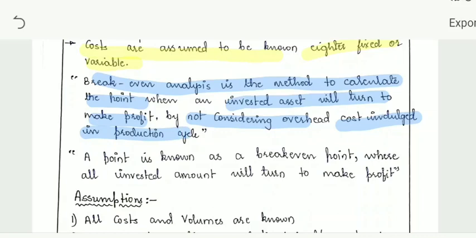That point I'm talking about is usually called a no profit or no loss line. That means however much investment you have made, that much amount you have got back. That is called the break-even point. Beyond the break-even point, it is called a profit, and below the break-even point it is called a loss. That means a point is known as the break-even point where all the invested amount will turn to make profit. I hope now the definition is clear to you.